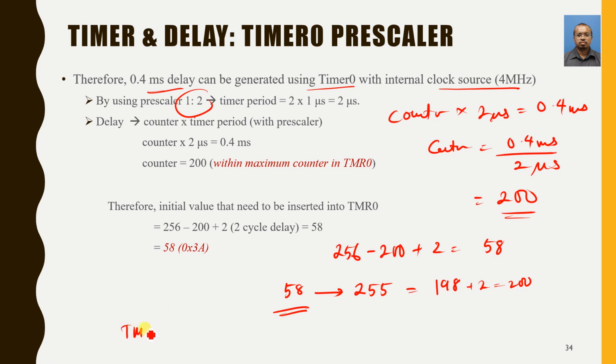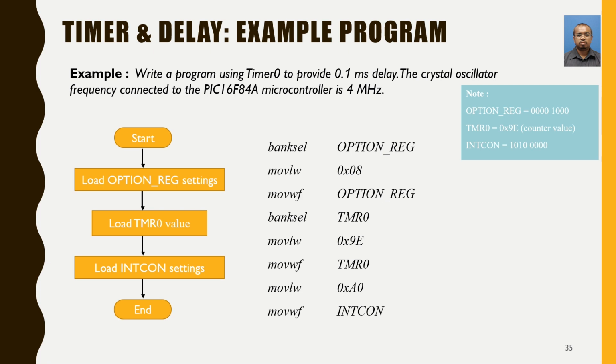So you have to set timer 0 to 58. So how to do that? Move LW D58 and then move WF TMR 0. Okay, as simple as that. Or if you want to use the hexa, you have to convert 58 into hexa. It becomes 0x3A. Right, so basically that's about it.